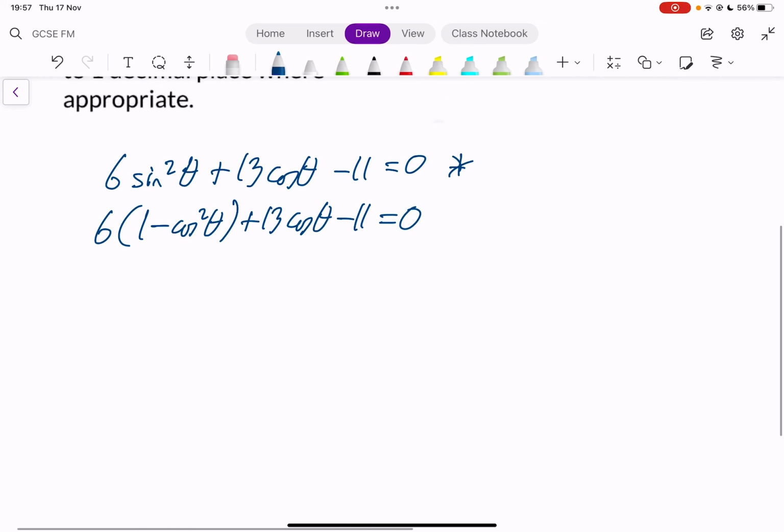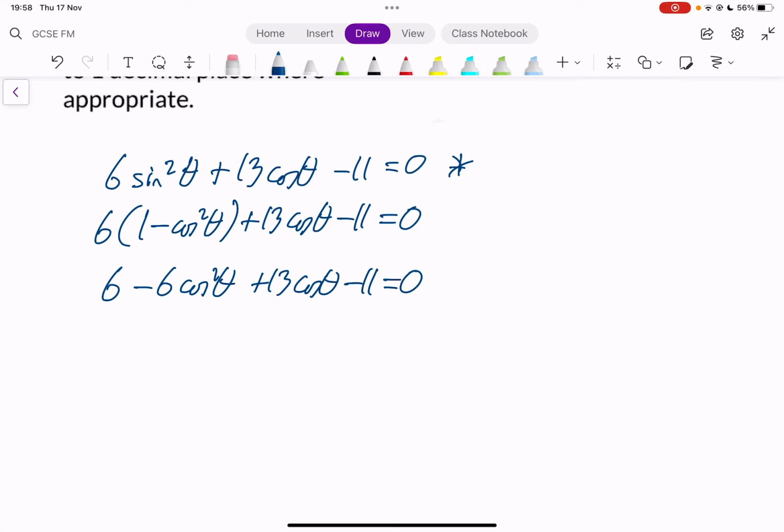Now if we just go ahead with this and we multiply out, that's going to be 6 minus 6 cos squared theta plus 13 cos theta minus 11 is equal to 0. What I'm going to do is bring it all to the right hand side, to make the cos squared term positive. You'll have 6 cos squared minus 13 cos, and then 6 minus 11 would be minus 5, so on the other side it will be plus 5, and then we can go from here.